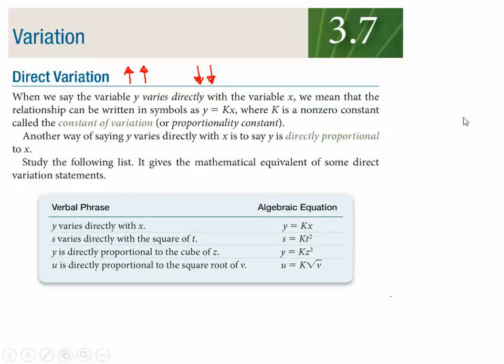Jumping to 3.7. And really, 3.7 is more like an application of functions here. And so we have something called variation. One simple application of functions here. This is how we build a function.